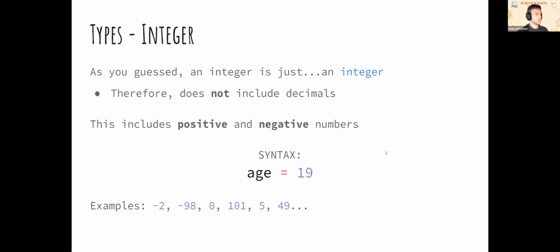So there's multiple variable types in Python. We have the integer type, which is just a whole number. You can have positive, negative numbers. You can go -2, 0, 101. That's basically it. Integers are very easy to understand.